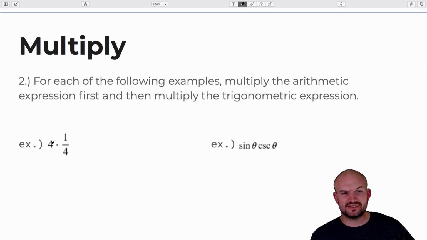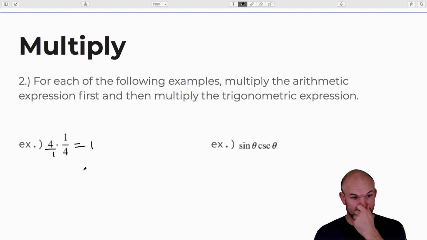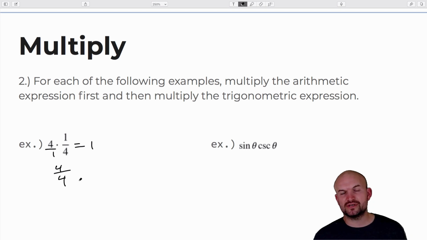All right, so in the first case, hopefully you recognize this is 4 times 1/4, so we know the answer is 1. But again, if we had to multiply an integer by a fraction, we would just change the integer to a fraction, and then you could just multiply straight across, right? So 4 times 1 is 4, over 1 times 4 is 4, and therefore you can see 4 divided by 4 is just equal to 1.